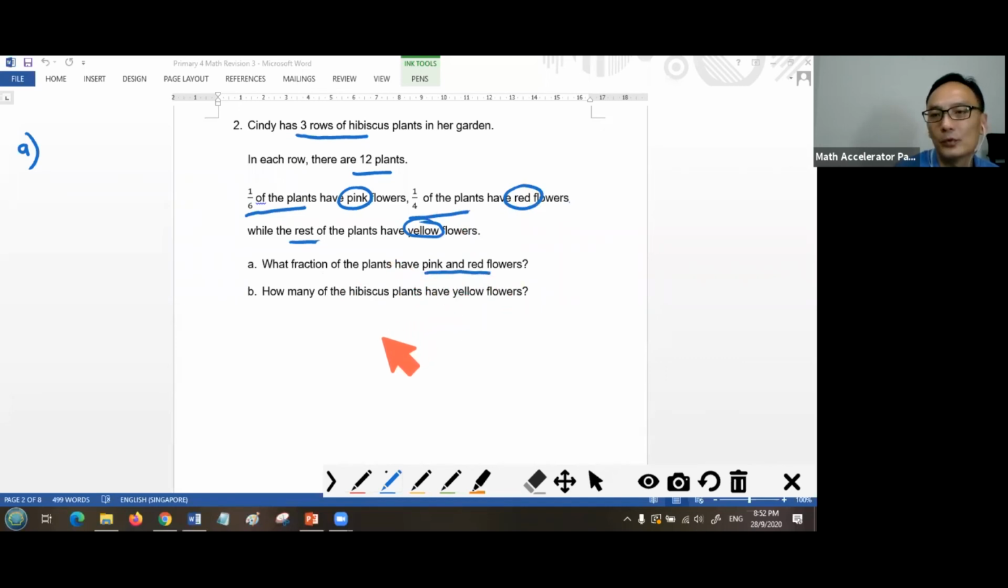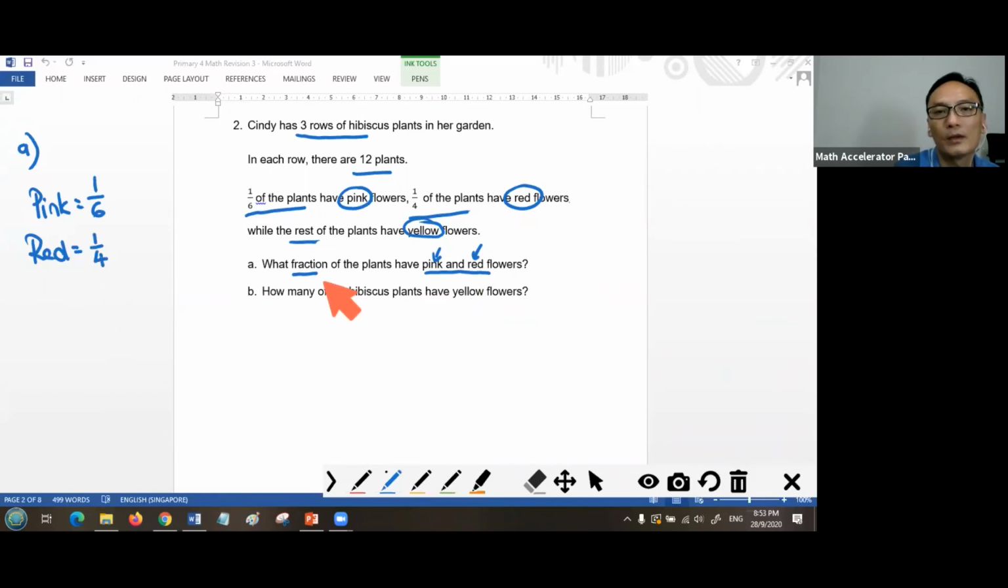So do we add or subtract, plus or minus? We're going to add, right? So why? Because we know that the pink, what's the fraction for pink? We're talking about fraction, right? What's the fraction for pink? Let's read and understand. Thank you, Douglas. It's 1/6. How about red? We need to have pink, we need to have red, right? How about red? 1/4.